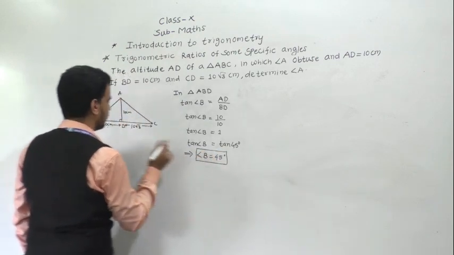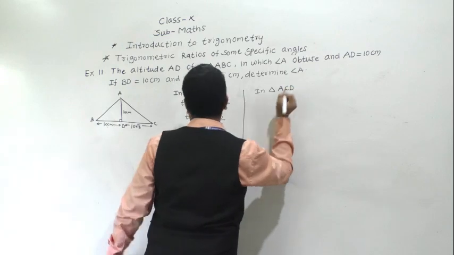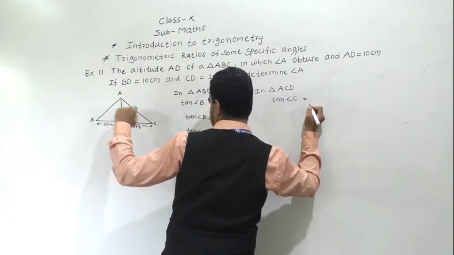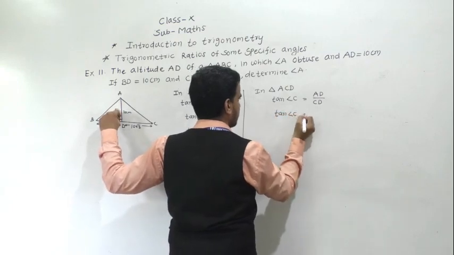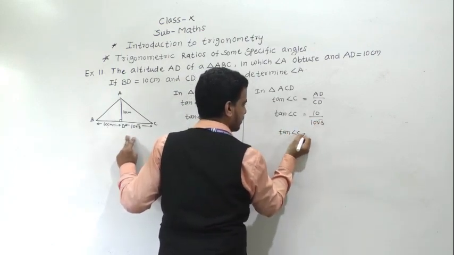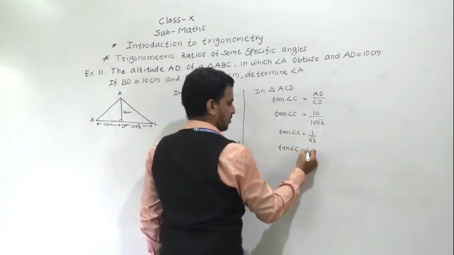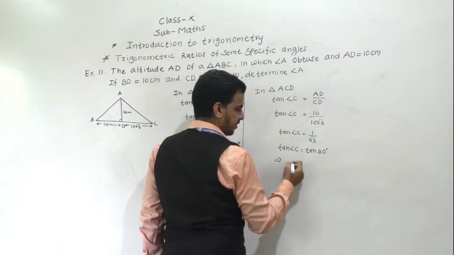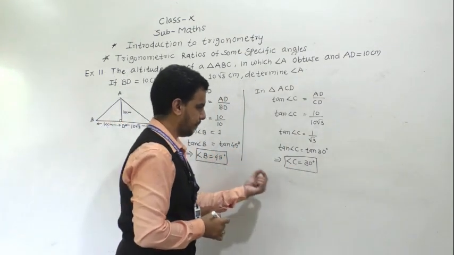Okay, similarly we have to find angle C. So in triangle ADC, again if we use tan of angle C, that is equal to the opposite side of angle C, AD, divided by the adjacent side, CD. So tan of angle C is equal to AD, which is 10, divided by CD, which is 10 root 3. So tan of angle C is equal to 1 by root 3. We get this from tan 30 degrees. Tan 30 degrees is equal to 1 by root 3. So if tan of angle C is equal to tan 30 degrees, angle C is equal to 30 degrees. Now we have angle B equal to 45 degrees and angle C equal to 30 degrees.